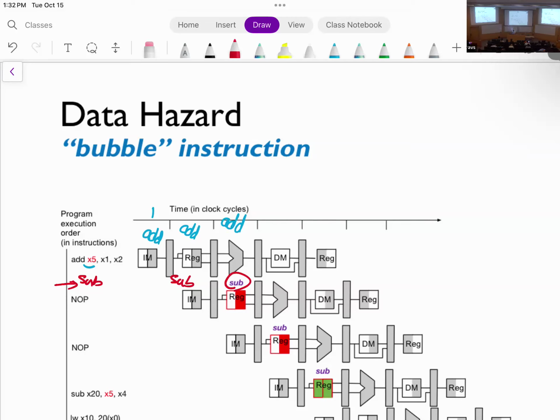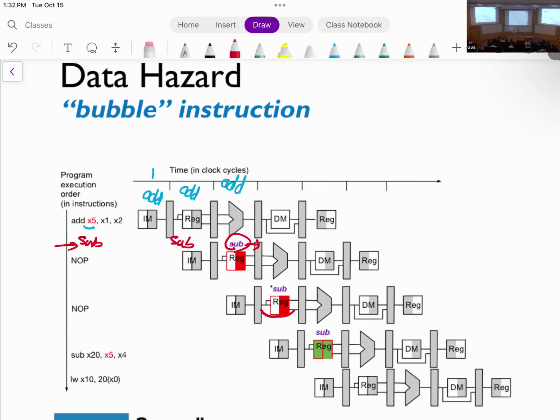So if, for example, I just let this go normally, this would be sub, and this is the wrong value. So here's where the stall happens. We don't let this sub move forward. So as you can see, in the next cycle, sub is still in the decode stage, okay? And again, in the next cycle, sub is also still in the decode stage.